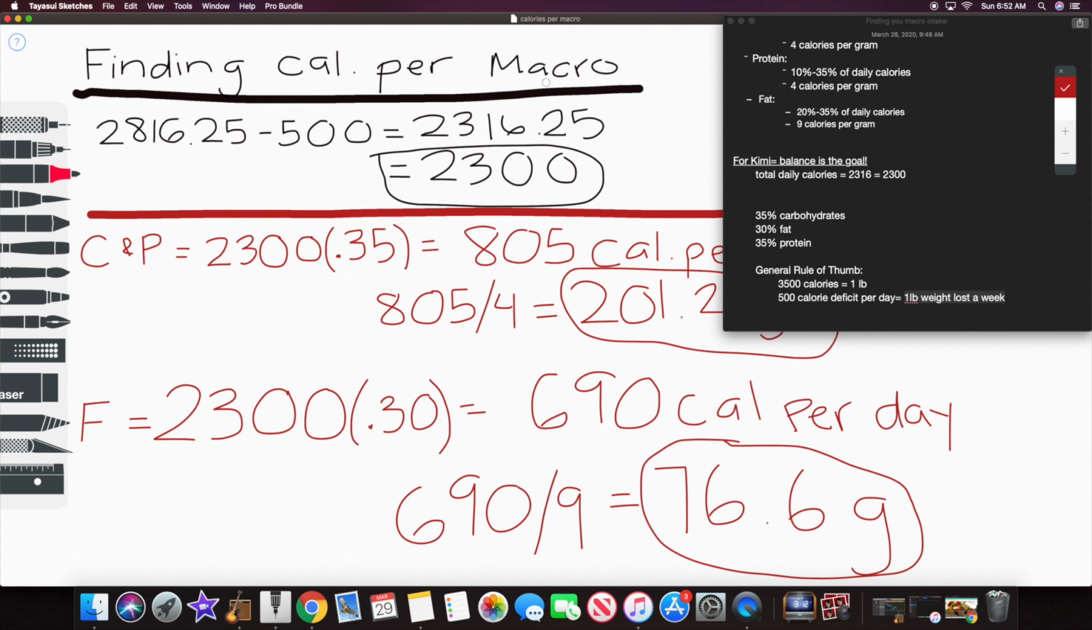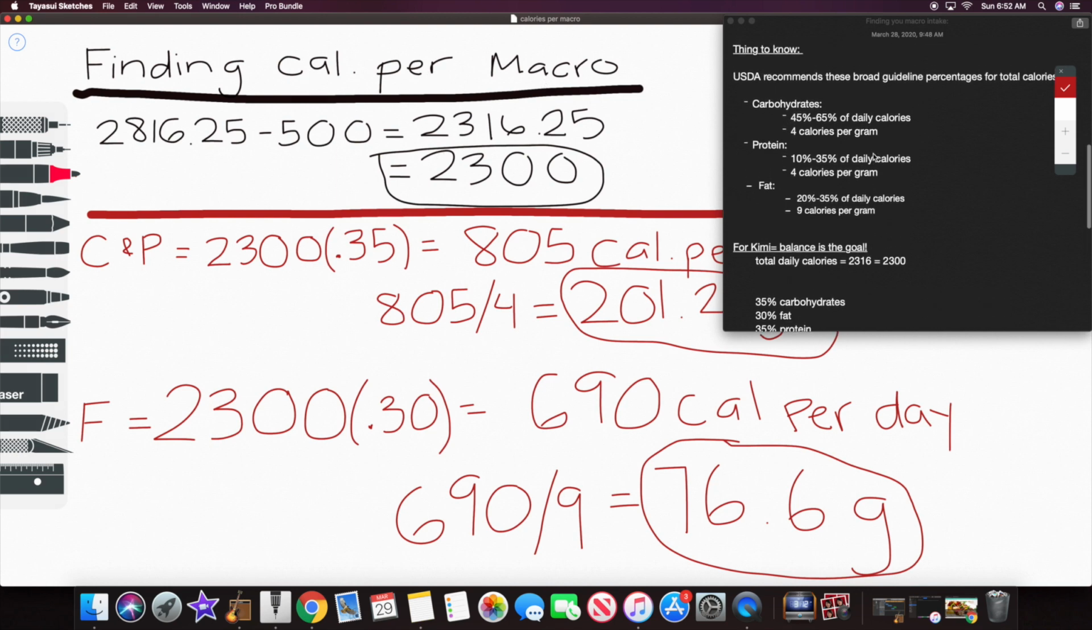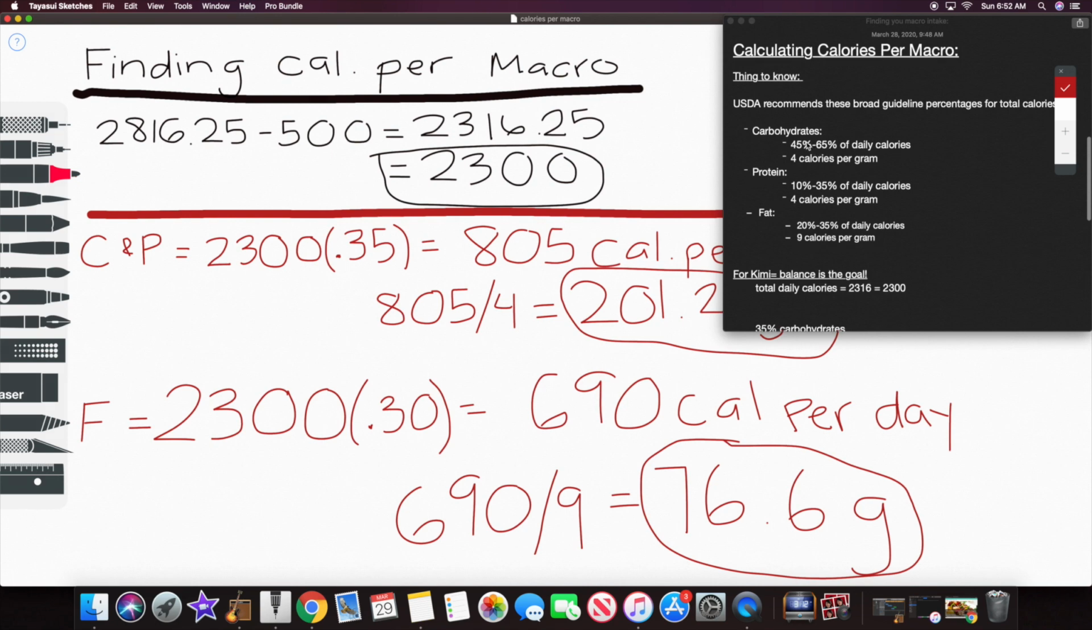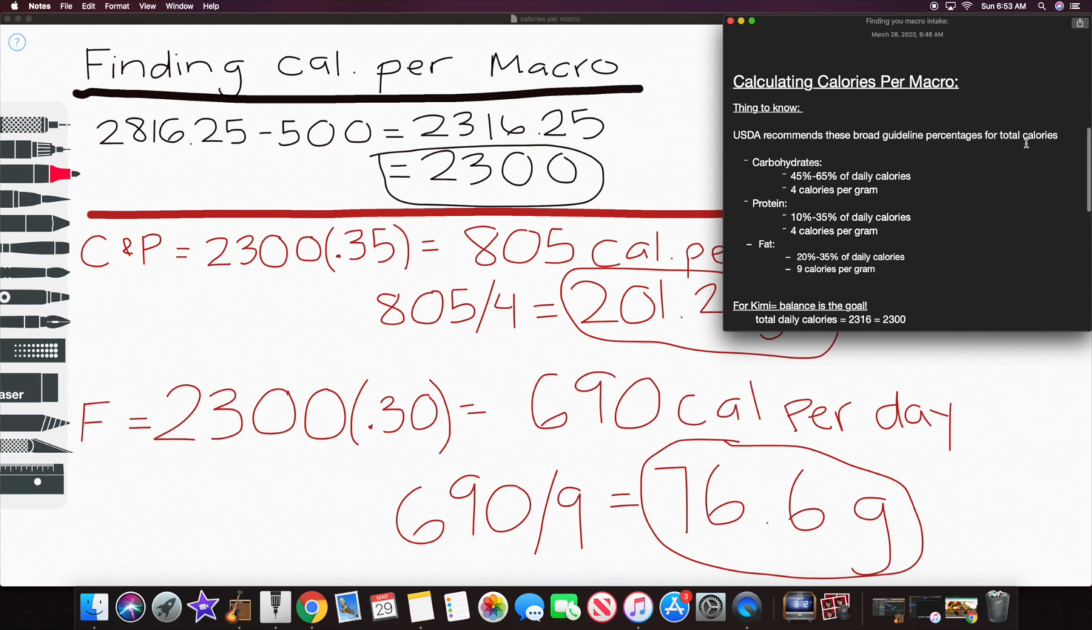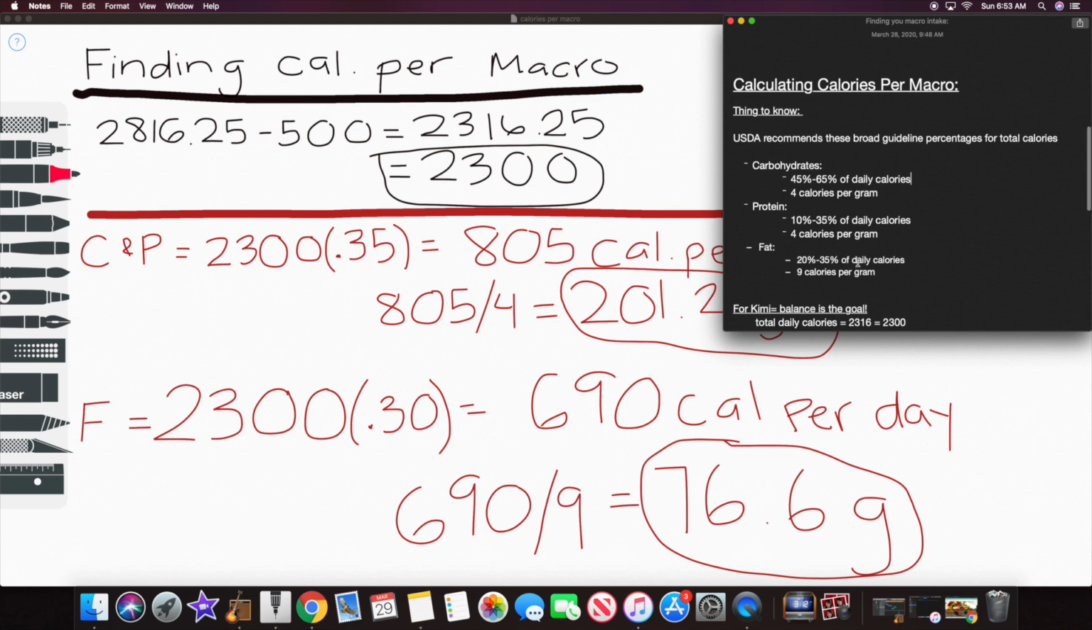Now we're really getting into it. We're finally figuring out our actual macros. So a few things that you need to know before we start: the USDA recommends these broad guidelines. Mind you, they're very broad, these broad guideline percentages for total calories. So like I said, the percentages that you're about to see are on a very broad spectrum. That's why if you plan to play around with your numbers, please make sure you consult a dietitian.